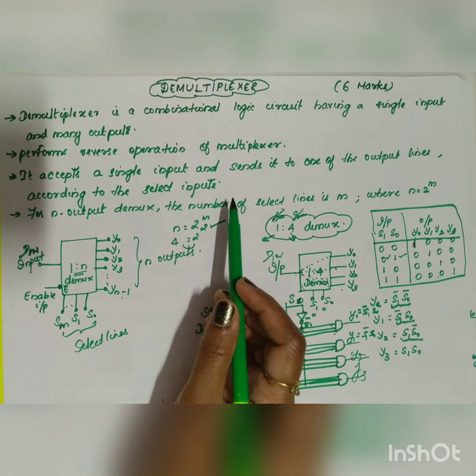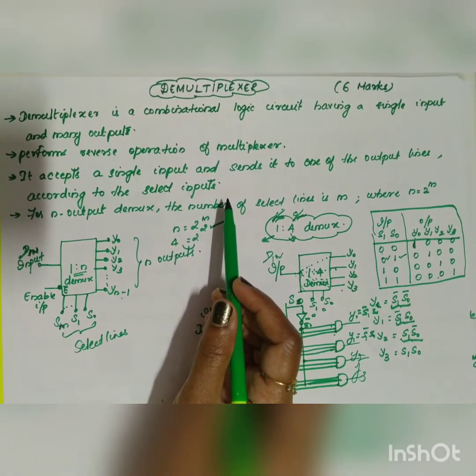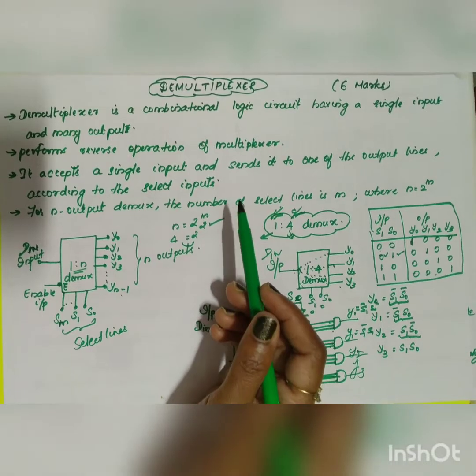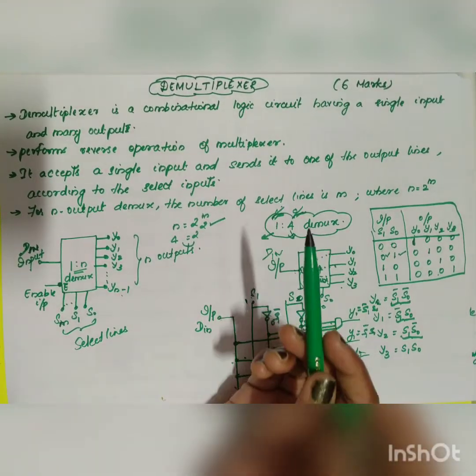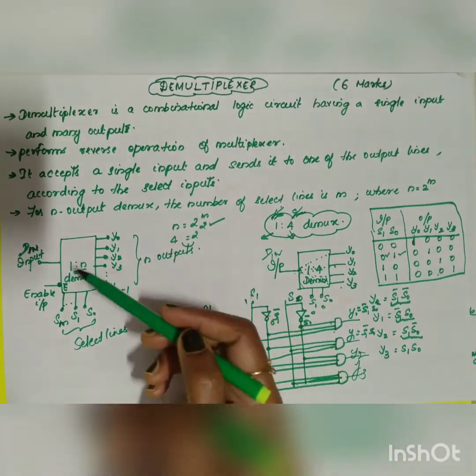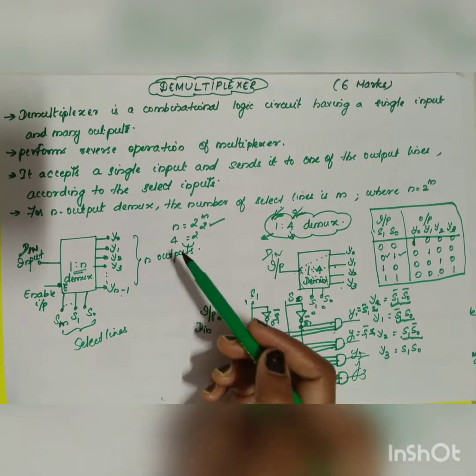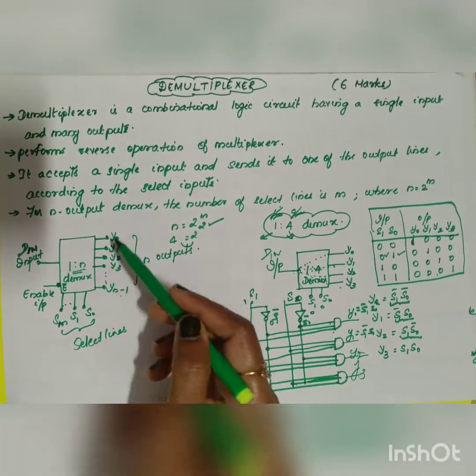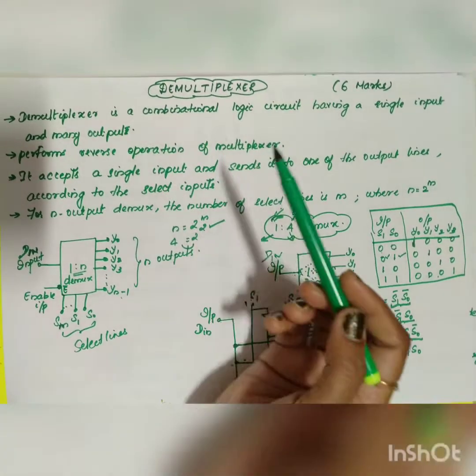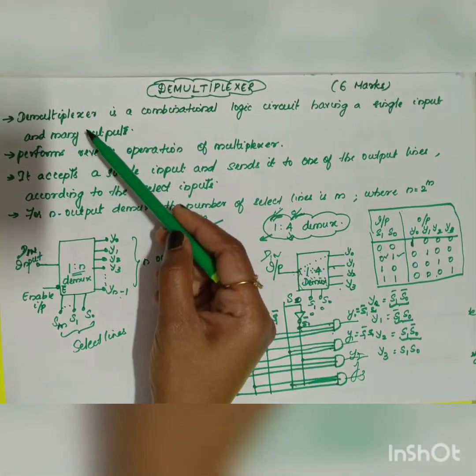So the question is demultiplexer, which is asked for 6 marks. You know that a demultiplexer is the opposite of a multiplexer, where you will have one input and n number of outputs. One input and many outputs. So how can you define a demultiplexer?